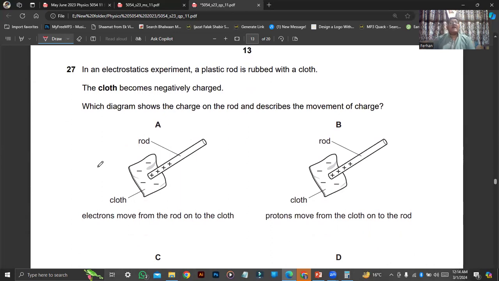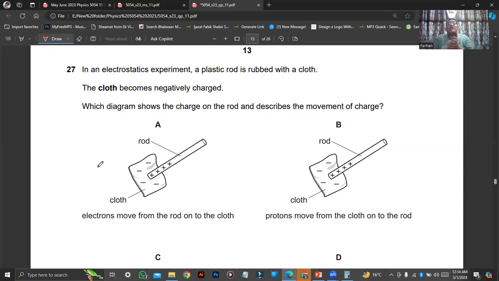Then we have, in an electrostatic experiment, a plastic rod is rubbed with a cloth. The cloth becomes negatively charged. Which diagram shows the charge on the rod and describe the movement of the charge?